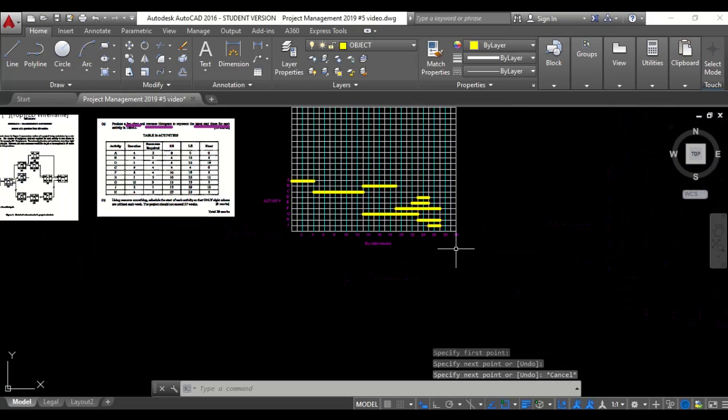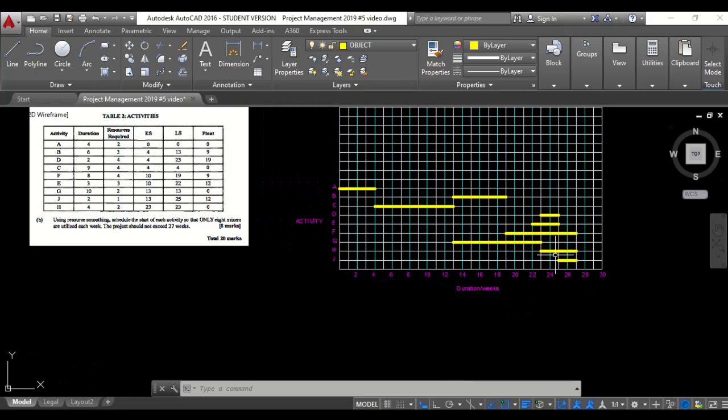Okay, so it's good practice now, once you've done your work, to just go back and check to make sure that you've done it accurately. All right, so we can see that this is accurate.